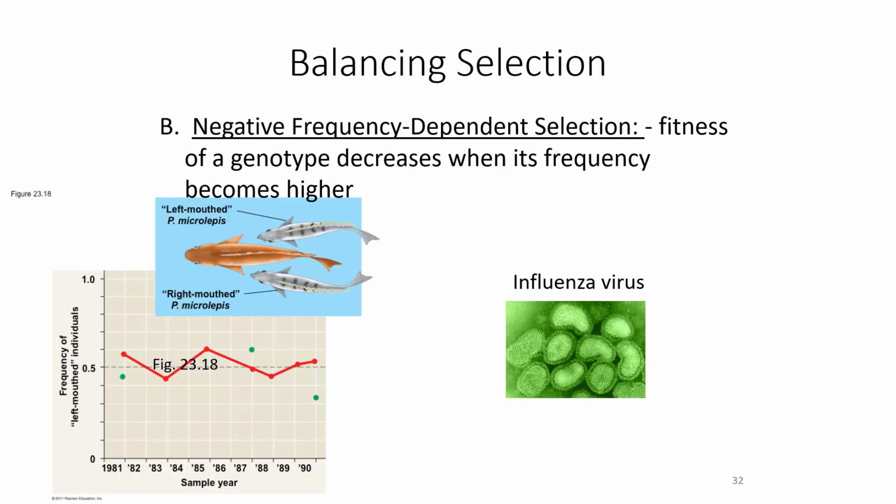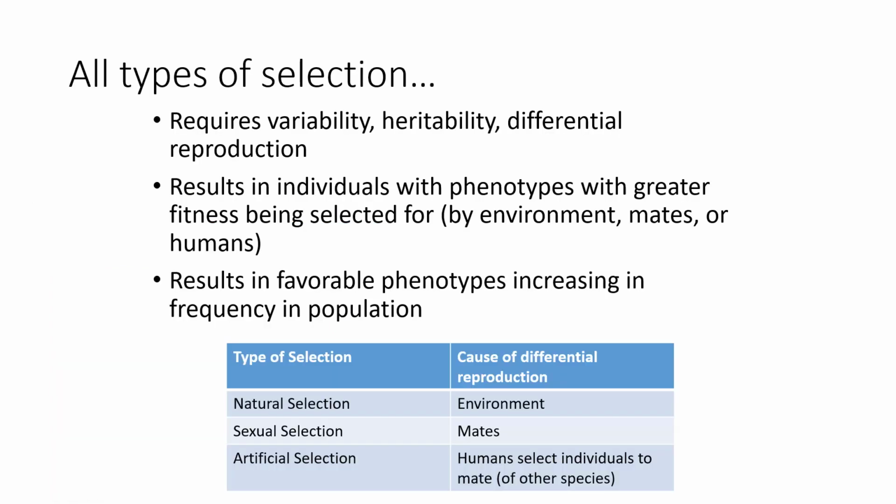We also see this in negative frequency dependent selection, where the fitness of a genotype decreases if its frequency becomes higher. You may have been vaccinated against the flu. If you were vaccinated against the flu, you were vaccinated against the most common strains of the flu, meaning those will become less common in the future, thus maintaining the overall diversity of the flu virus.